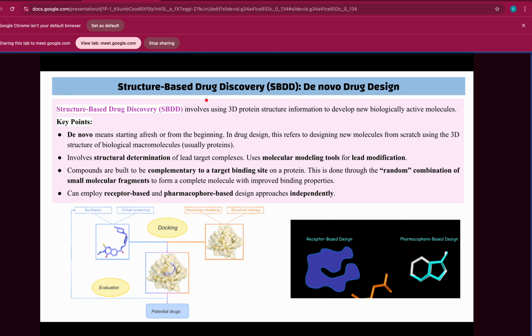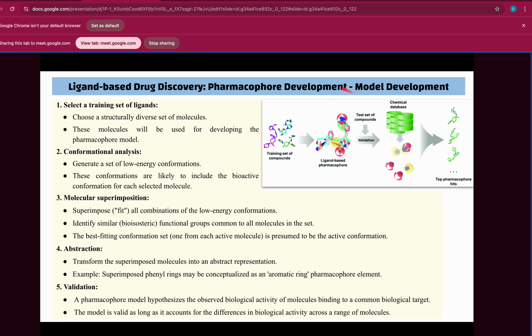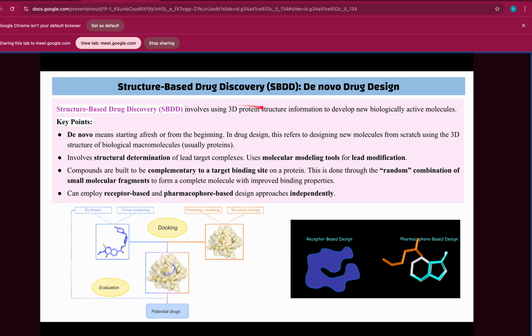Next is structure based drug discovery, which involves de novo drug design. Here we have seen ligand based drug discovery, in which we start with the ligand, but now in structure based drug discovery we'll start with the structure. It involves using 3D protein structure information to develop new biologically active molecules. In this we will develop new drug molecules by taking help of the already available target protein structure.